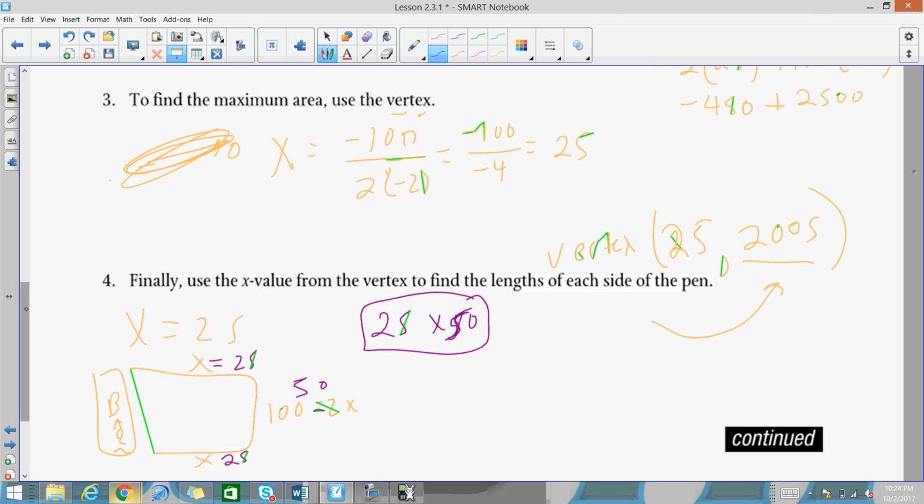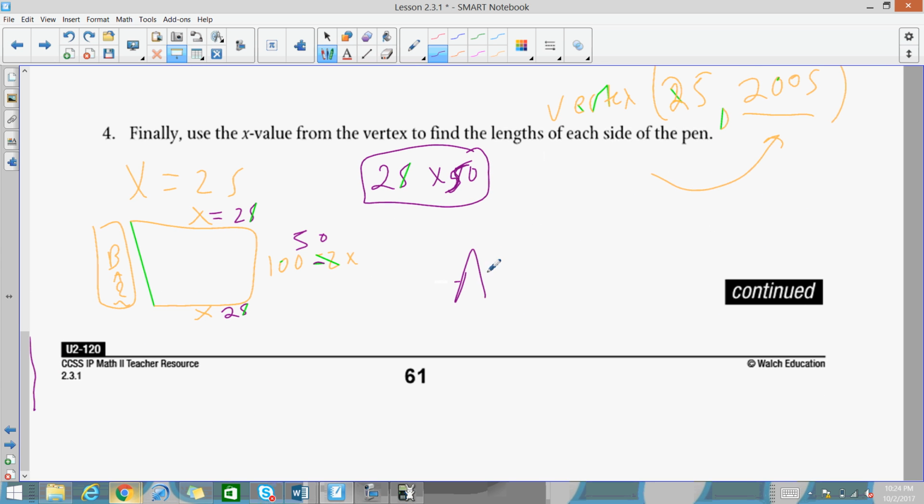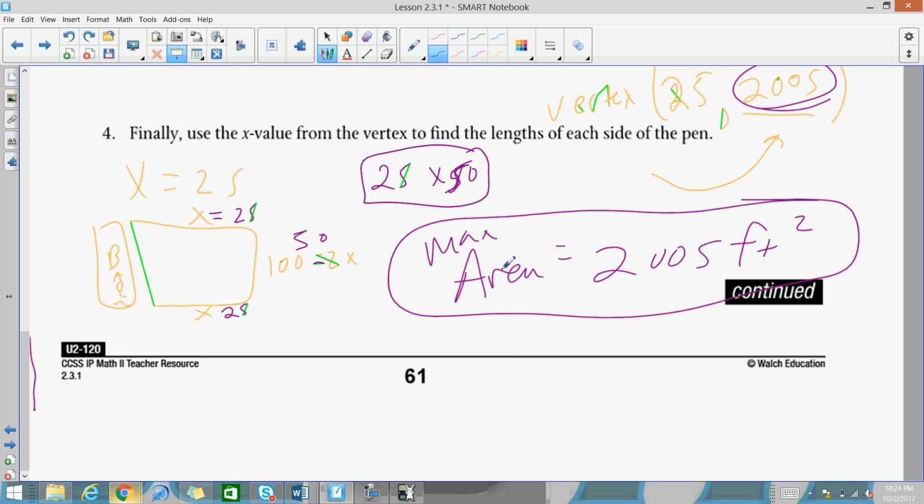And then your max area is equal to your y value right here, 2005, and I believe we were talking about feet squared. That's your max area, whatever your y value is. It's your y value from your vertex, 2005 feet squared.